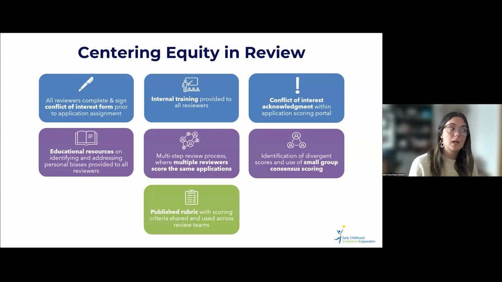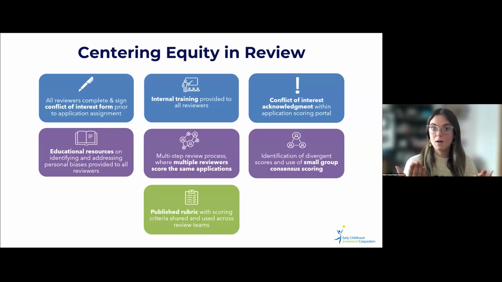The other thing we do in that training process is we provide educational resources on identifying and addressing biases that might come up in review. We provide these virtual resources to every single reviewer and encourage them to review. We also engaged in those materials together during the training process. Next, in this middle purple box here, we engage that multi-step review process that I just talked with you all about. We have multiple reviewers scoring the same applications. That, along with our small group consensus scoring, helps us identify those divergent scores. Sometimes that happens, but because of all the steps we take, we're able to mitigate that and address it appropriately.